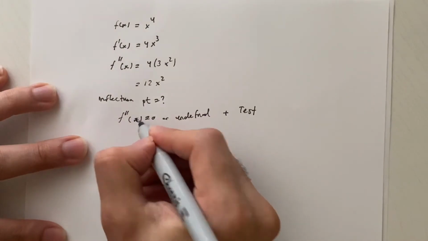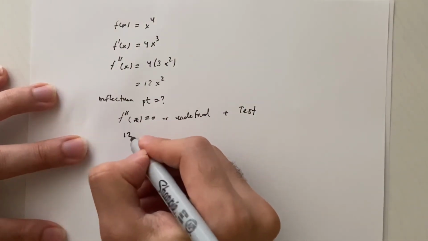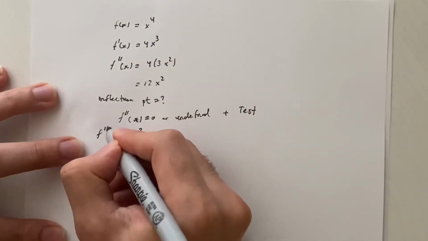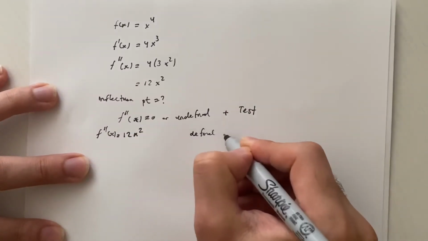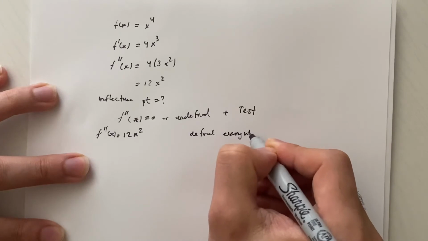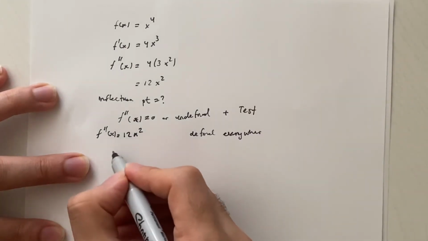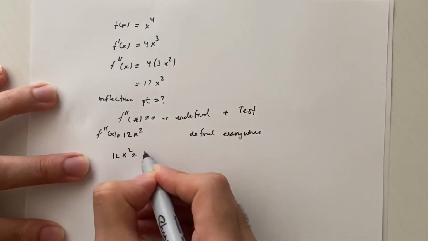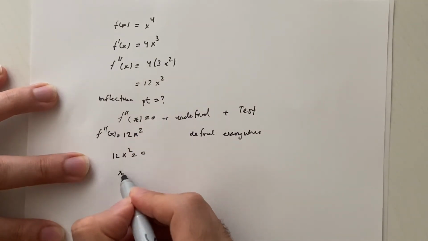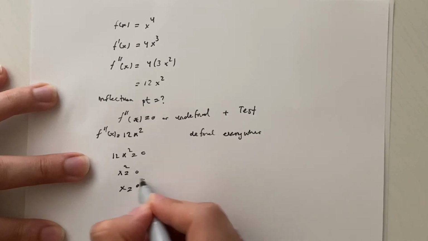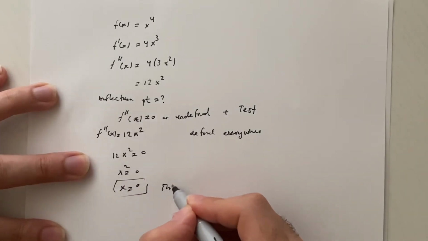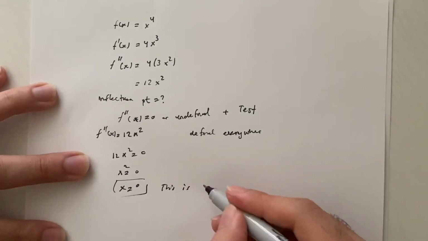So the second derivative is 12x squared. Notice this function is defined for all values of x. So we're just going to set that equal to 0 and solve for x. x is going to be 0. This is a possible inflection point. So to make sure it is actually an inflection point, we need to do a test.